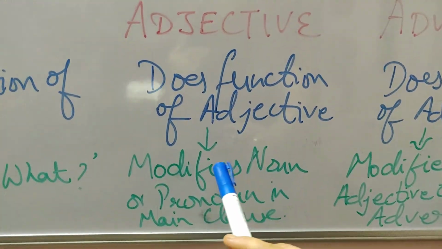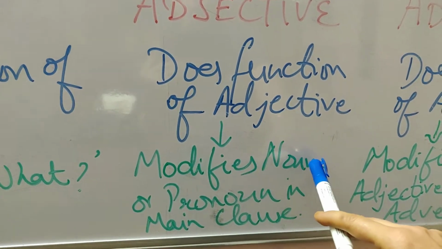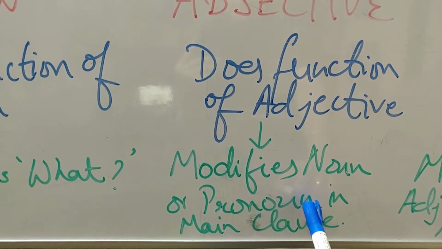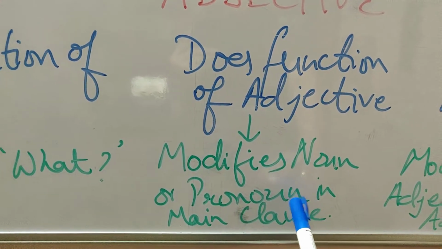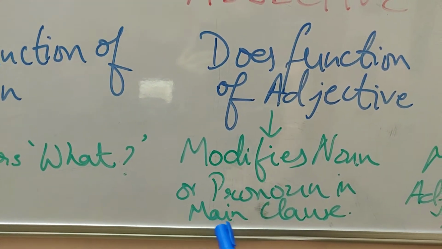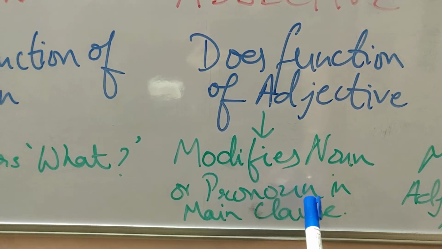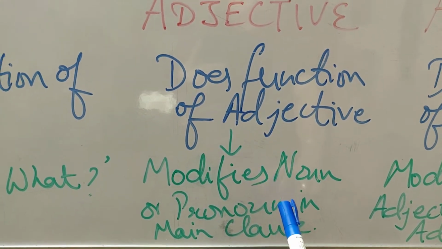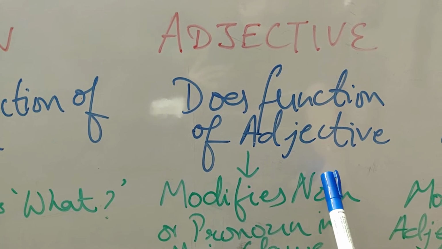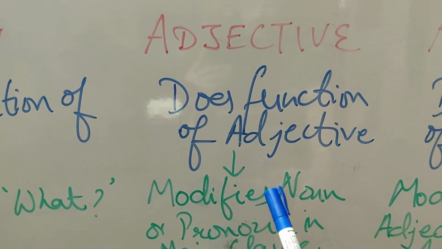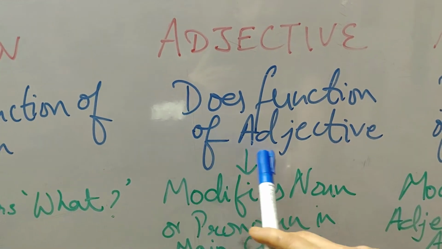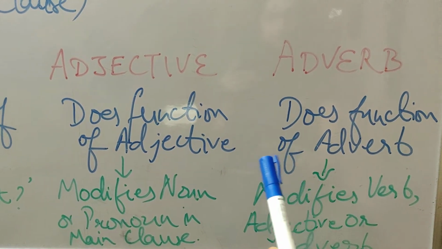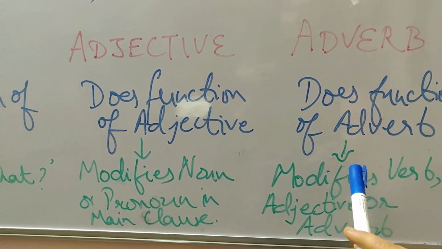And when a noun or pronoun, like name of a place or name of person, or a pronoun like he, she, I, we, all these are pronouns, if these are in the main clause and are modified by a part of a sentence which has its own subject and predicate and which depends upon the main clause, then that will become an adjective clause. These adjective and adverb clauses are of different types. We will discuss that later on in our other videos.